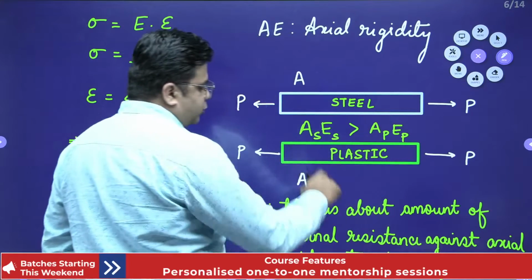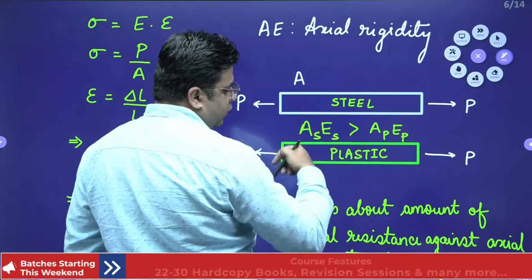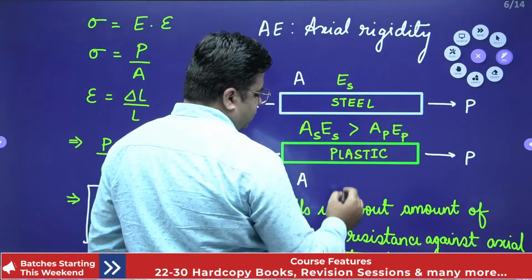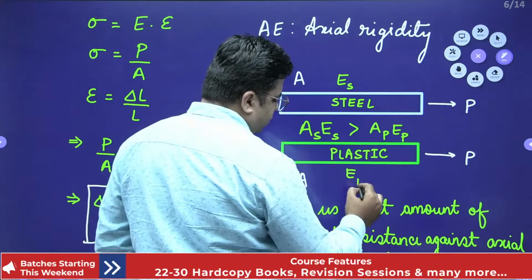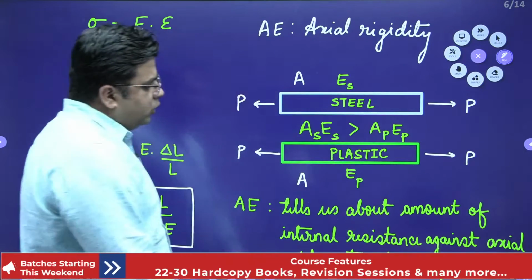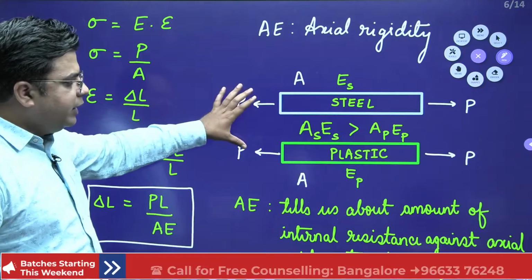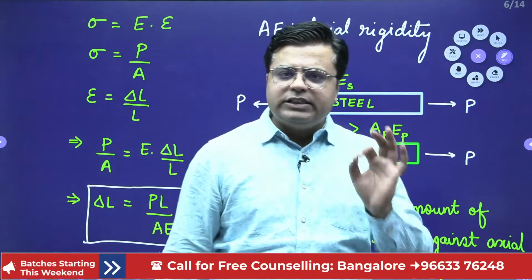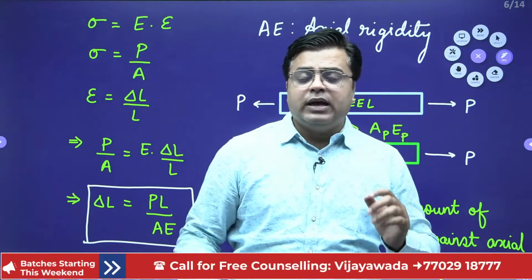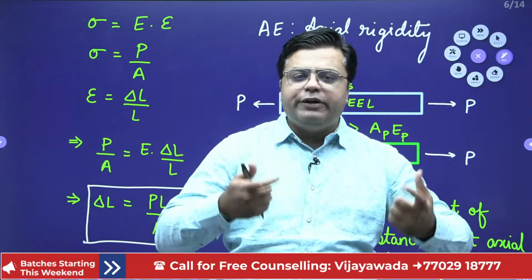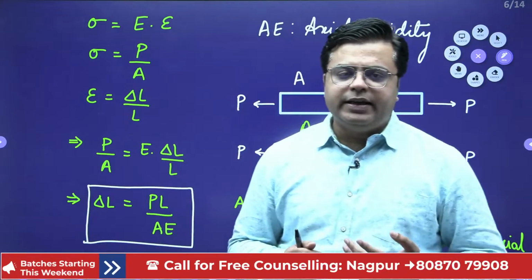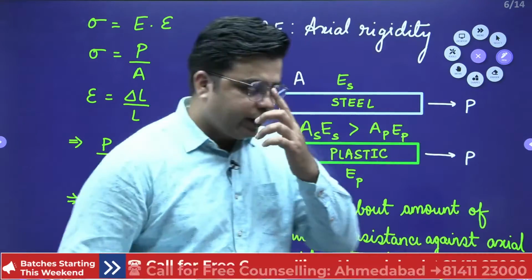Since both the areas are the same, we clearly know that Young's modulus for steel is more than Young's modulus for plastic. So this is how we define the deformation using axial rigidity. Axial rigidity simply tells us how difficult it is to deform any bar. If a bar has more axial rigidity, it is more difficult to deform.